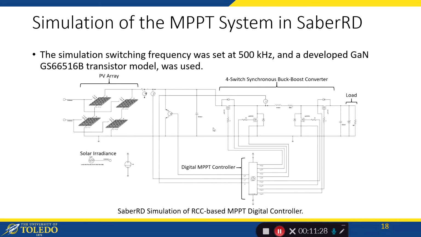This is the overall diagram of the whole MPPT system, where we have the 4-switch synchronous buck boost converter, and all 4 switches are being controlled by a digital maximum power point controller, which is using the ripple correlation control algorithm. It takes in input signals in the form of the PV current and the PV voltage to calculate the PV power, and the inductor current. So it will use the RCC algorithm to correlate the PV power and the inductor current of the converter, and then drive the converter to the maximum power point of the PV array.